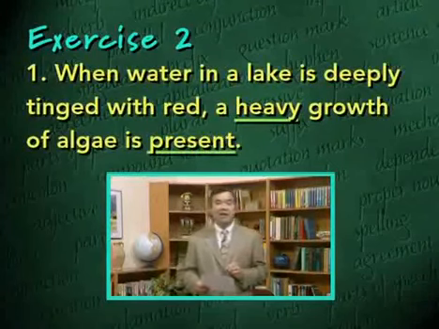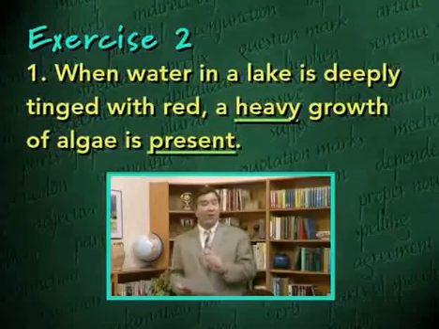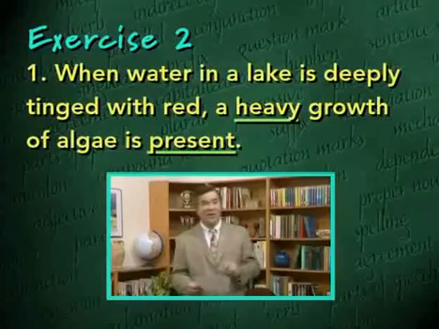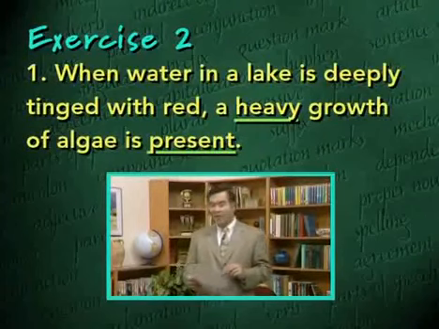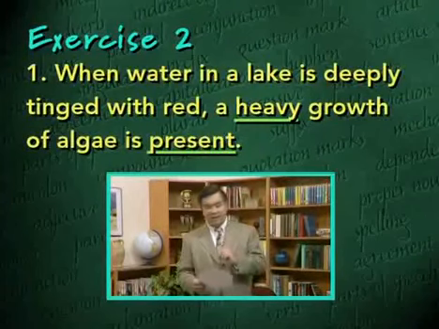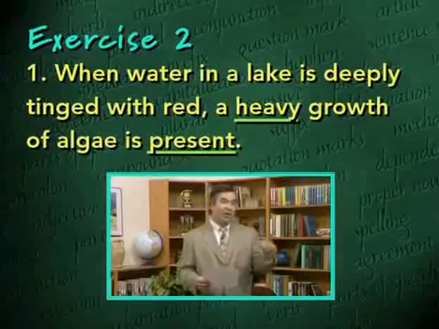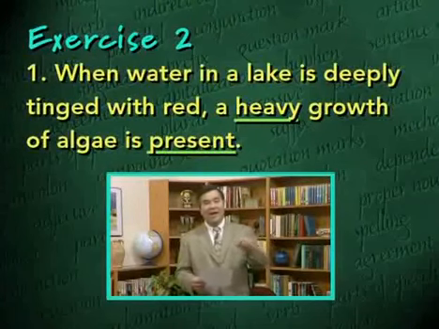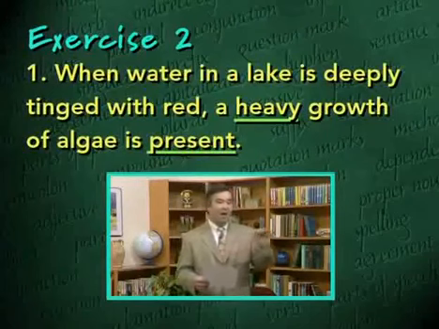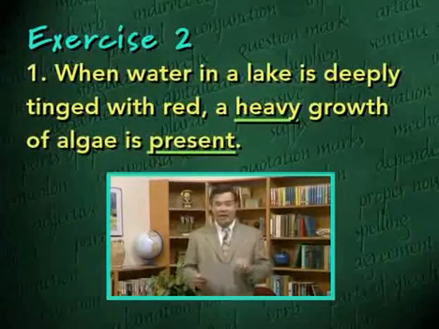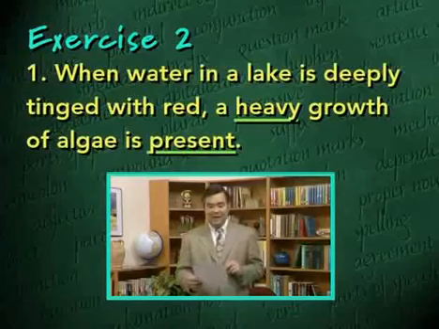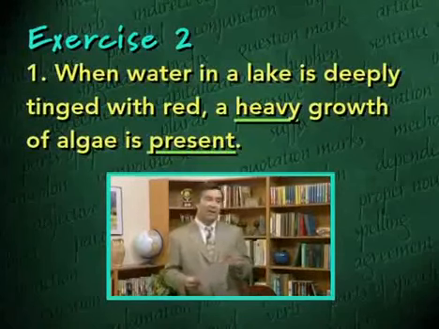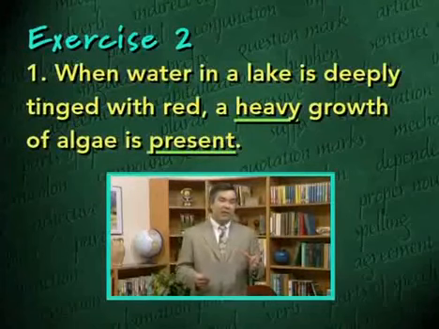Remember, we said that adjectives sometimes appear after a verb of being. The verb of being links the adjective to the noun that comes before the verb of being. So the adjective present refers back to the growth. The growth is what is present. So the noun growth and the adjective present are being linked together by the linking verb, or the verb of being, is.